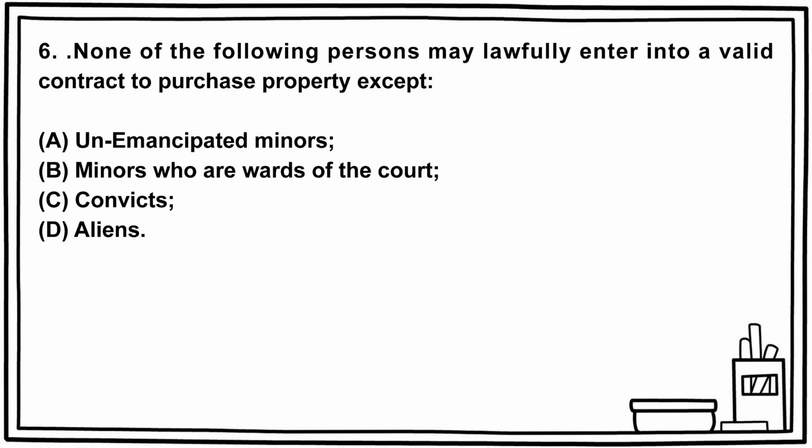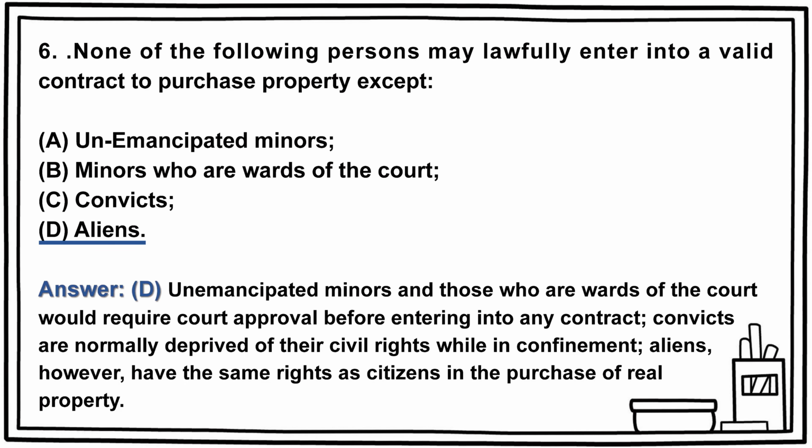6. None of the following persons may lawfully enter into a valid contract to purchase property except: A. Unemancipated minors. B. Minors who are wards of the court. C. Convicts. D. Aliens. Answer: D. Unemancipated minors and those who are wards of the court would require court approval before entering into any contract. Convicts are normally deprived of their civil rights while in confinement. Aliens, however, have the same rights as citizens in the purchase of real property.